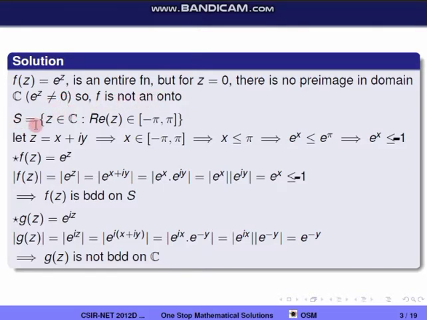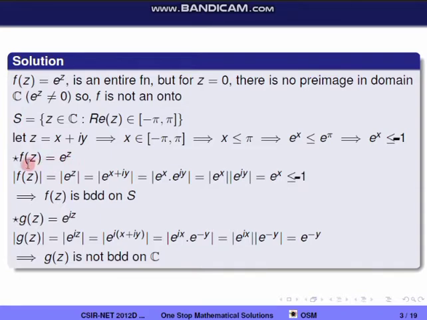Given S is equal to the set of all z in C such that the real part of z belongs to [-pi, pi]. So if I take z equal to x plus iy, we will get x belongs to [-pi, pi]. That is, x will be less than or equal to pi. I am applying the exponential on both sides. So we'll get e^x is less than or equal to e^pi. And we know e^(i pi)'s value is minus 1. That is, e^x is less than or equal to minus 1.